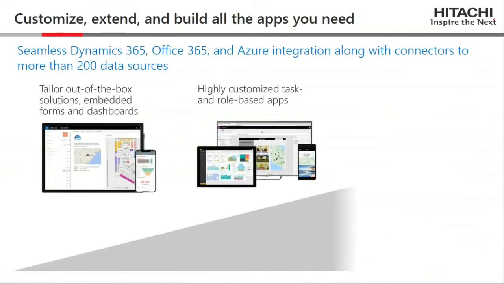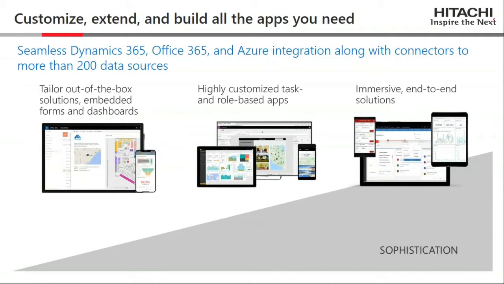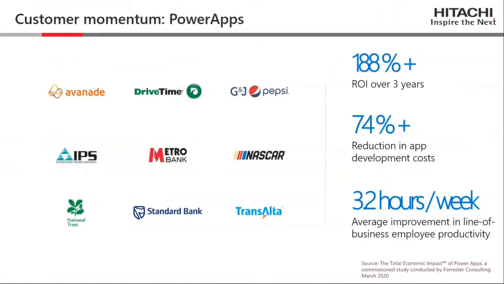All in all, with all those products combined with Microsoft Power Platform, it gives you the benefit of seamless Dynamics 365, Office 365, and Azure integration, along with connectors to more than 200 data sources. And this is what we call sophistication, which can help you bring about the same results that our customers have been getting.